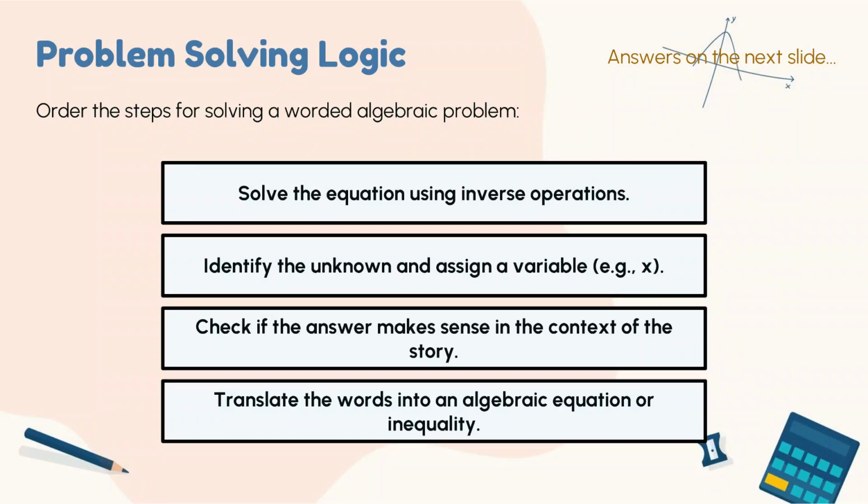Now, let's put the problem-solving steps in the correct order. The steps are: solve the equation using inverse operations. Identify the unknown and assign a variable such as x. Check whether the answer makes sense in the context of the story. Translate the words into an algebraic equation or inequality. Pause the video and decide which step should come first, second, third, and fourth.